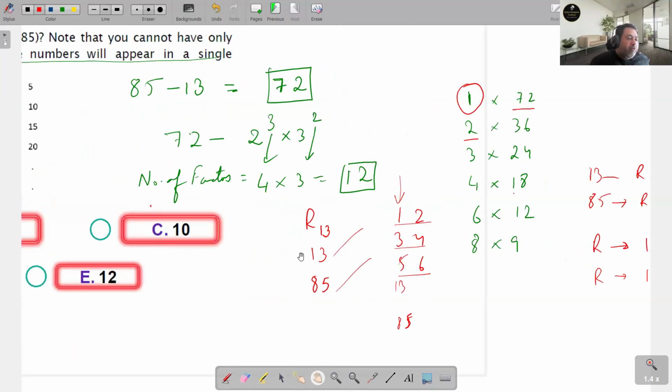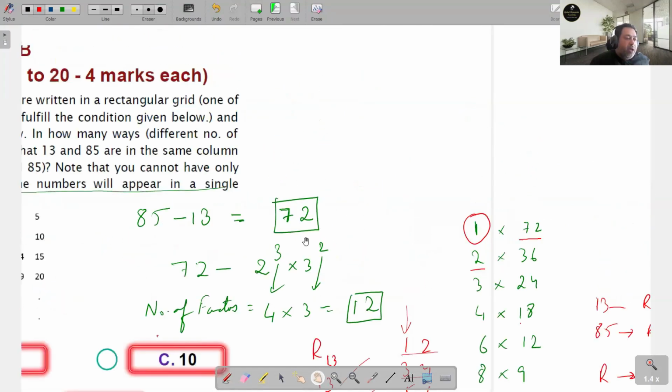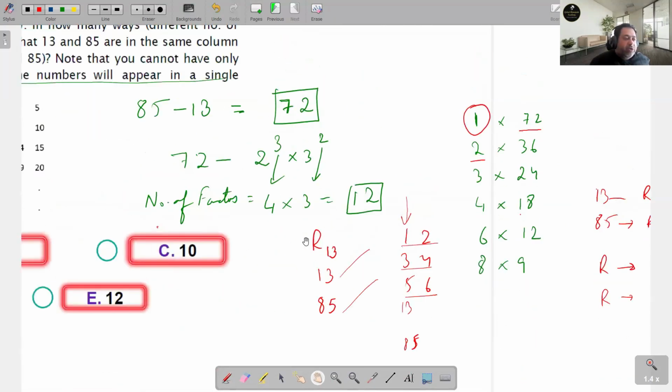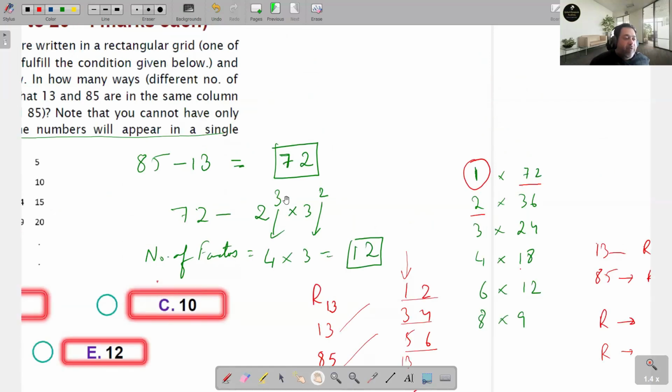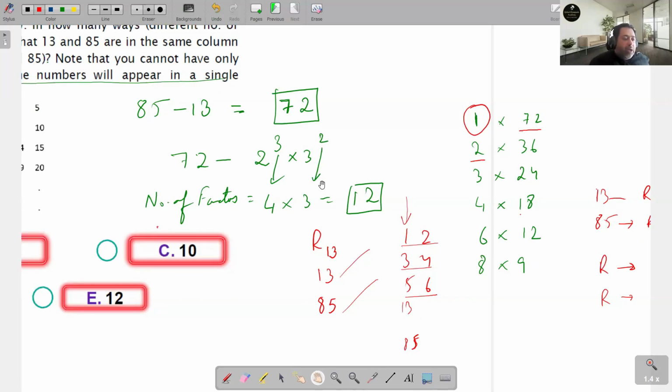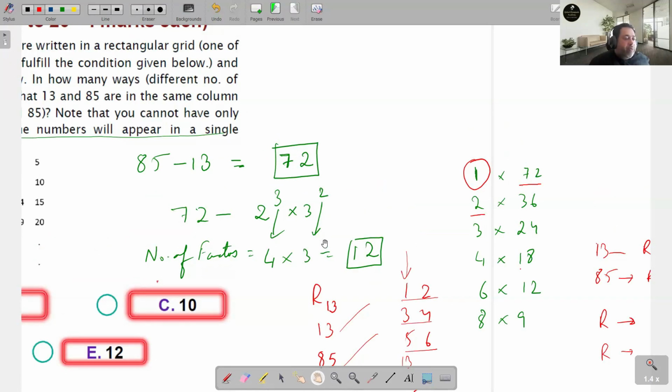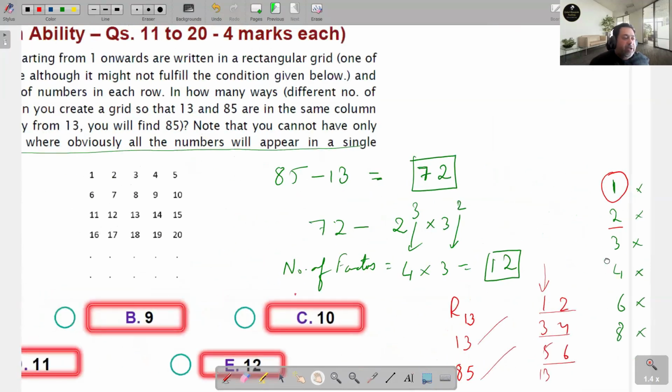Given a difference of two numbers, the two numbers will have the same remainder for all the factors of the difference, correct? The two numbers when divided by n will give the same remainder, where n can be a factor of the difference of both the numbers. All right, so that's the concept.